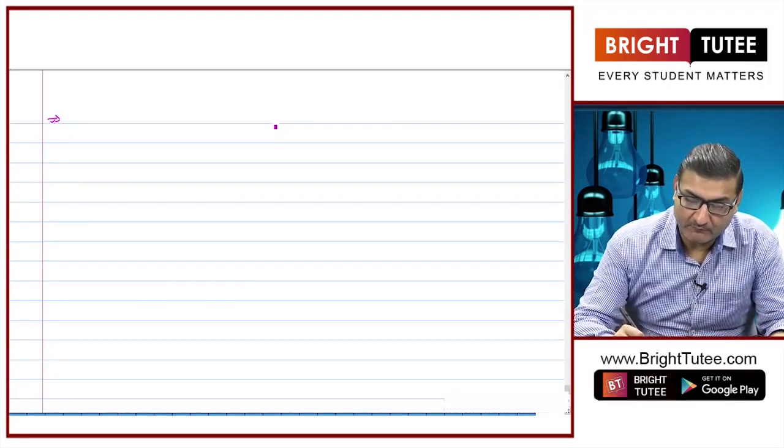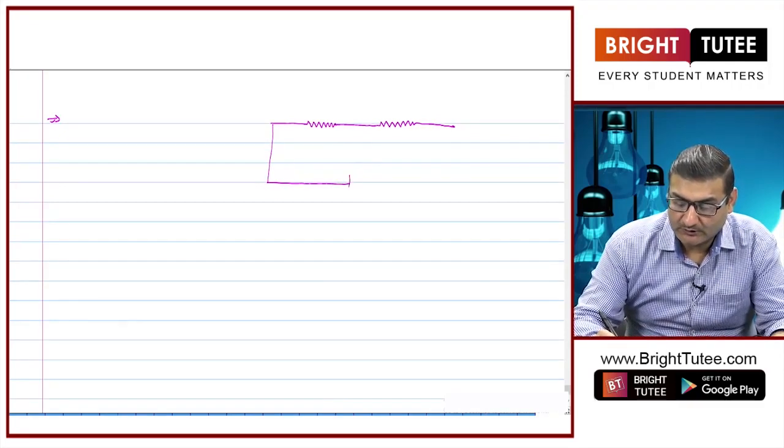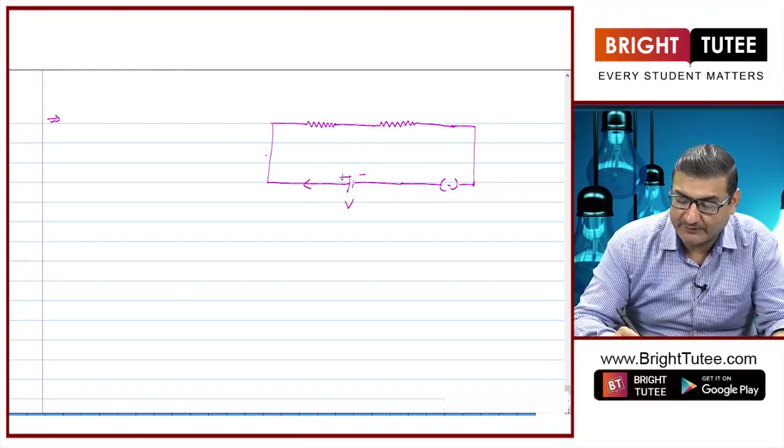Simple one. We are given this is the first resistance, this is the second resistance, and they are connected to a battery or a cell. How much is the value? Probably we are not being given. This is a plug key switched on, the current is flowing.